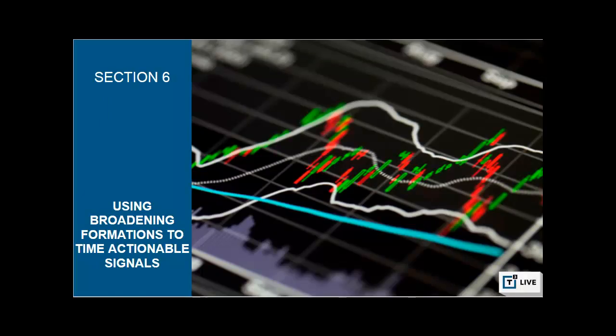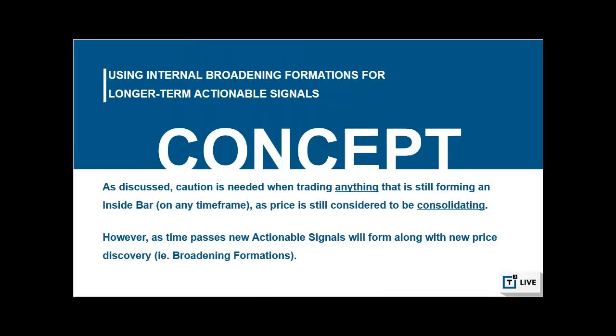Section 6, using broadening formations to time actionable signals. All right, this is very important. If you don't know this, this is why some people will just take the inside bars and the actionable signals without knowing how everything's lining up. So we can use these formations to trigger them. Just caution is needed when trading anything that's still forming an inside bar. We talked about that, going back and forth, tight. The range is tightening, right? That's why we consider it consolidating, something that's still forming an inside bar on any longer-term time frame.